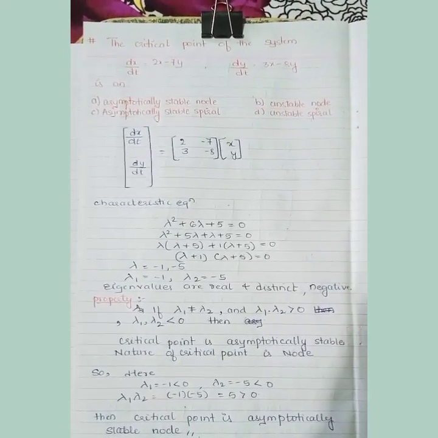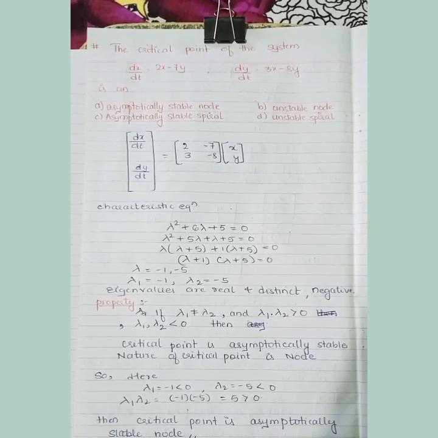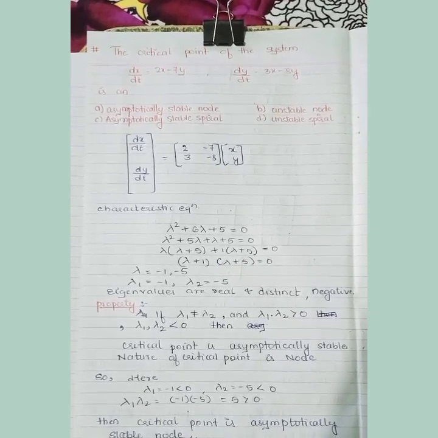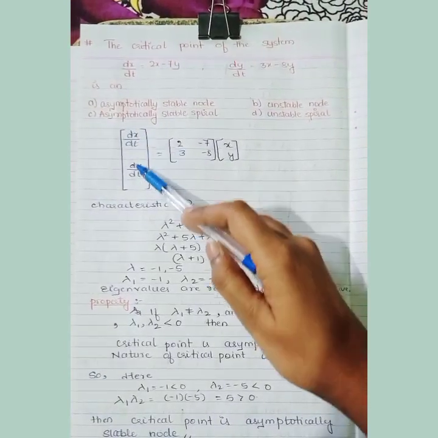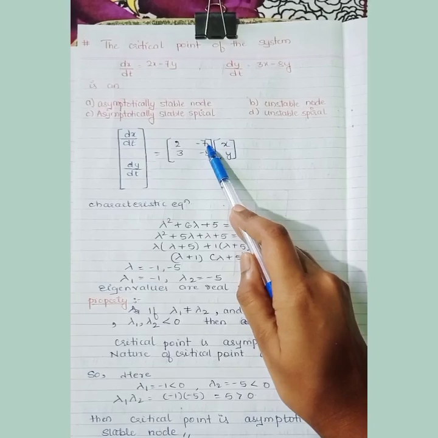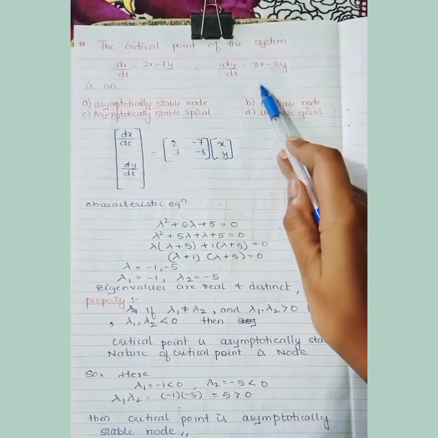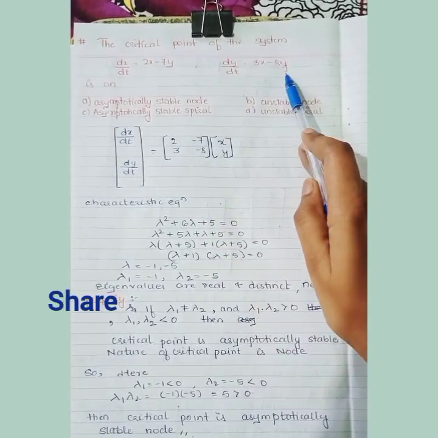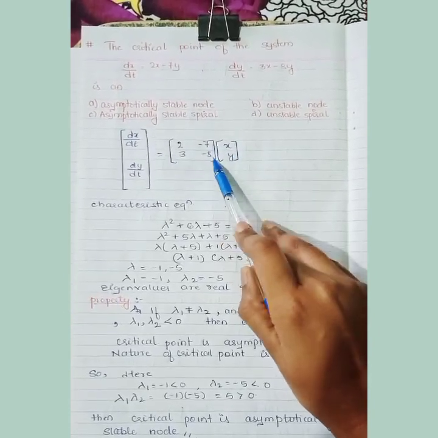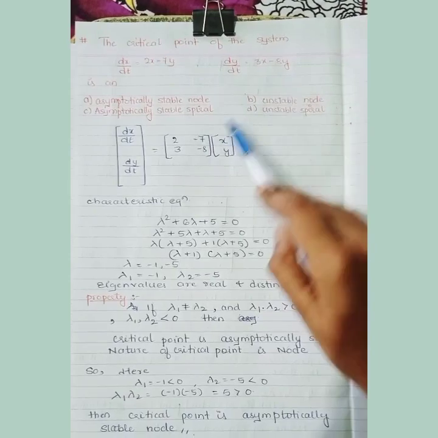So the first thing for the critical point of the system, we have to write the given equation in the form of a matrix. It will become dx/dt equal to: the coefficient of x is 2, the coefficient of y is -7, and in the other equation the coefficient of x is 3 and the coefficient of y is -8. So x and y will be as they are. If you multiply both the matrices, you will get the same equations again.